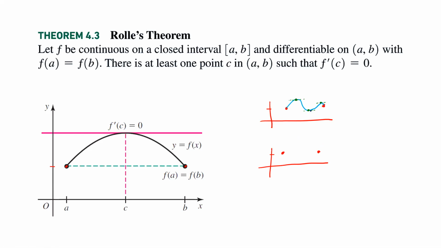So that's if I'm drawing a smooth continuous curve. If I just draw a straight line, well, then the theorem is still true because every point would be a point where the slope is 0, right? So you can see that with a picture, pictorially, this theorem seems to make perfect sense.